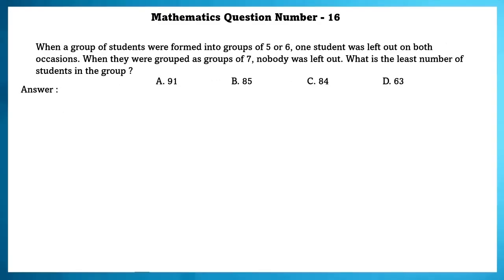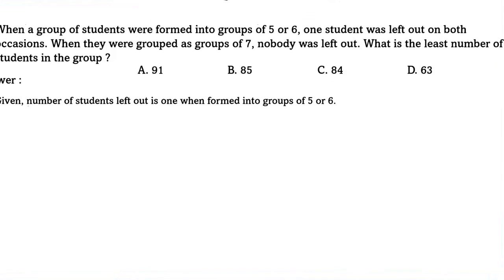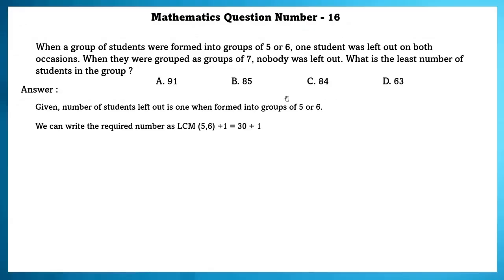Mathematics question number 16. When a group of students were formed into groups of 5 or 6, one student was left out on both occasions. When they were grouped as groups of 7, nobody was left out. What is the least number of students in the group? Given number of students left out is 1 when formed in groups of 5 or 6. We can write the required number as LCM of 5 and 6 plus 1, that is 31.